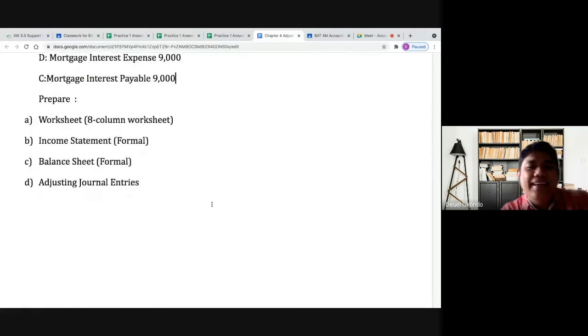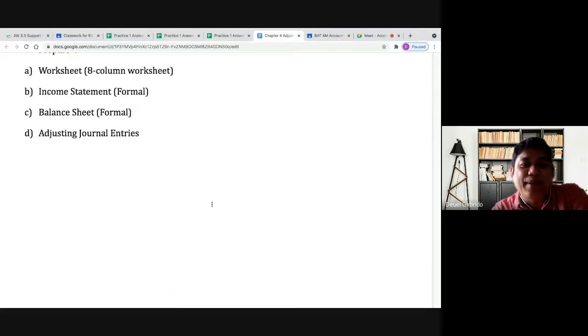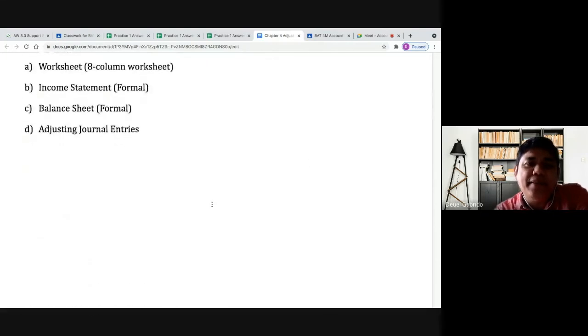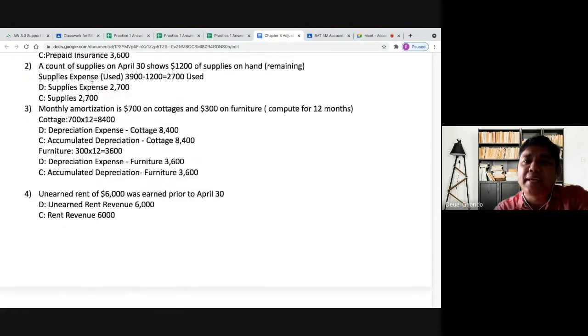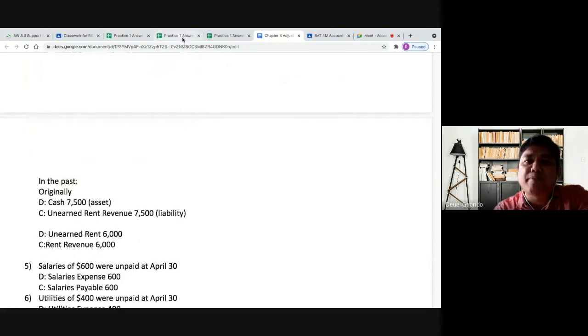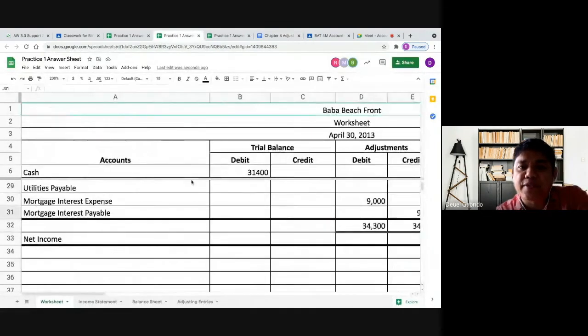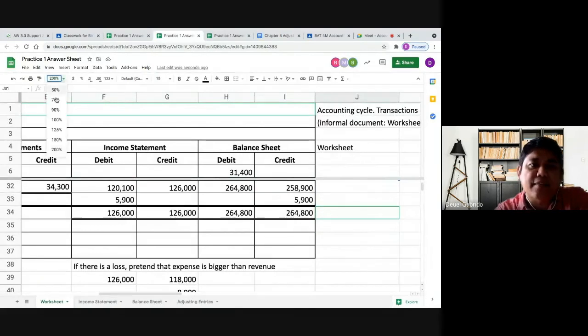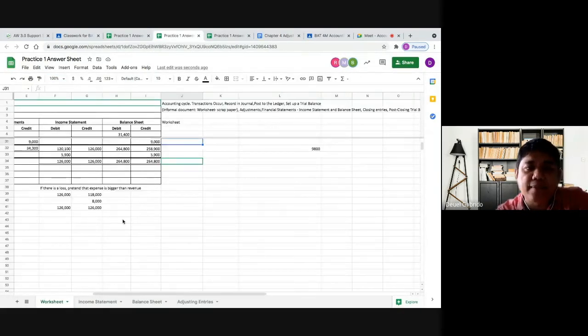Now, look at the requirements here, guys. This is our exercise. The requirement here is letter A, worksheet, 8 column. We did it right now, and that's perfectly right. And then you also have to make a formal income statement, meaning we will use all the numbers from the worksheet. Let's make it 100.